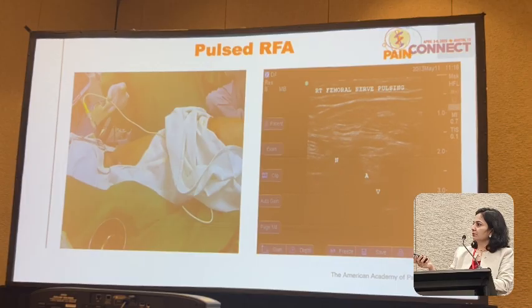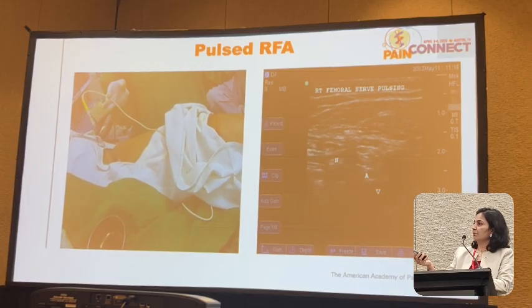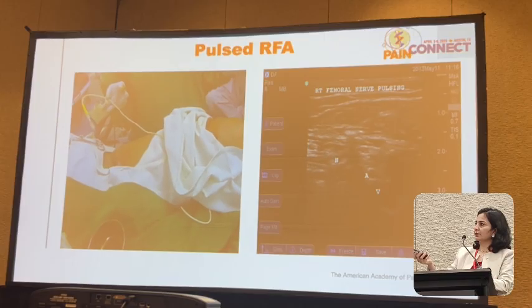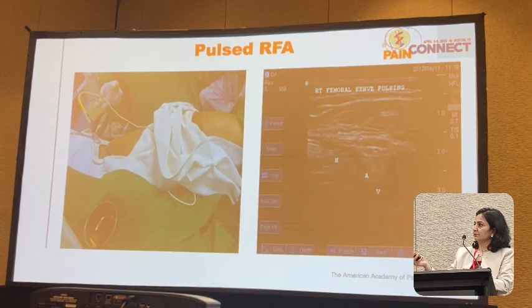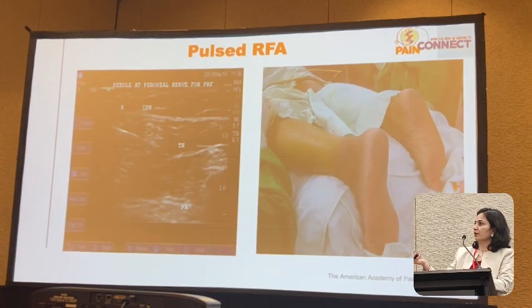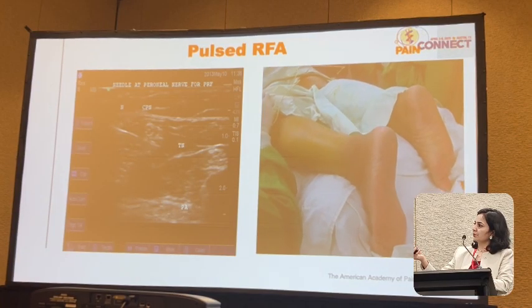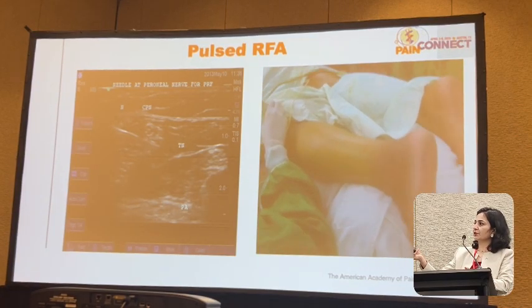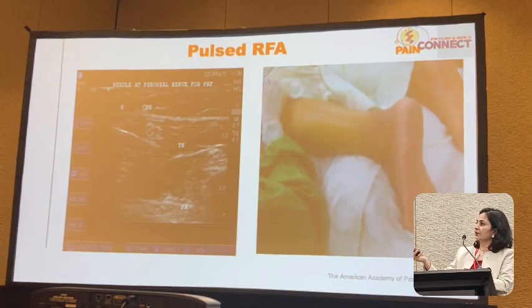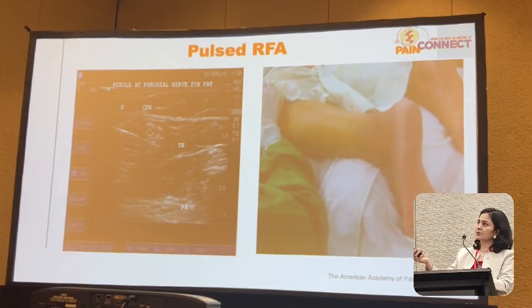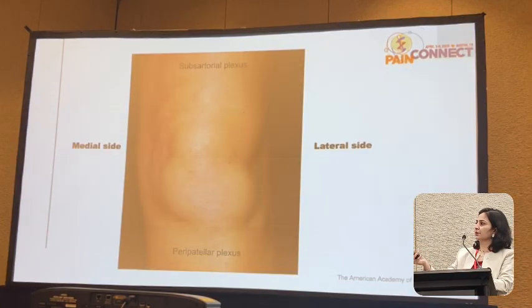Here we are doing pulse radio frequency of the femoral nerve. This is the ultrasound picture. Here we are doing pulse radio frequency of peroneal nerve. The other nerves which are targeted are tibial nerve.